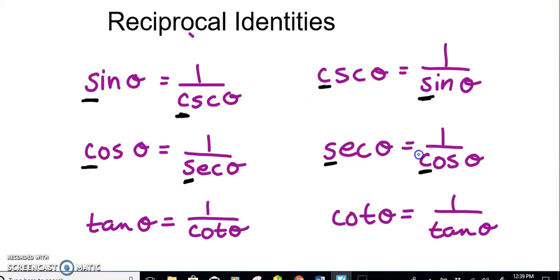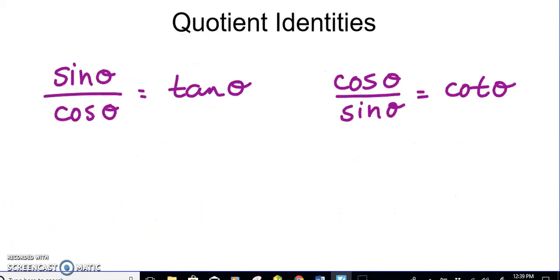So with that, make sure you know that when you do these again, sine is with cosecant and cosine is with secant. And then cotangent and tangent, this should make sense. Go together. All right, so that's one set. Remember those, know those. And here's another set.